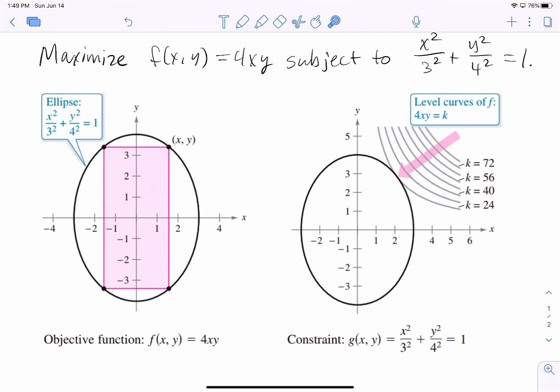We recognize z equals 4xy as a hyperbola, or I should say a hyperbolic cylinder. And these curves are just the intersection in the xy plane of a portion of the hyperbolic cylinder. And we see that there are values for k of 72, 56, 40, and 24. And the curve of that, I'll just say it's a hyperbola. The curve of the hyperbola that's just touching the ellipse represents the k value that will maximize the function 4xy.